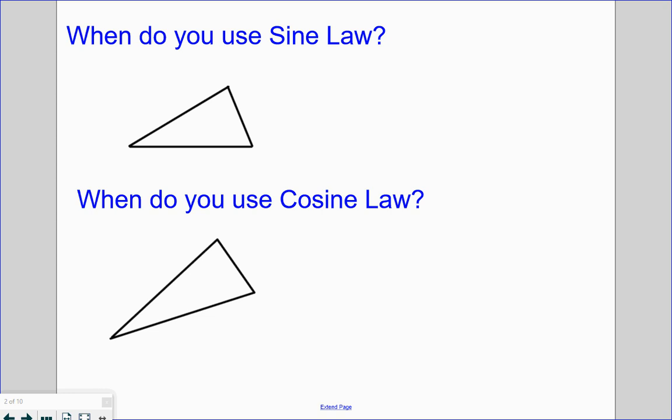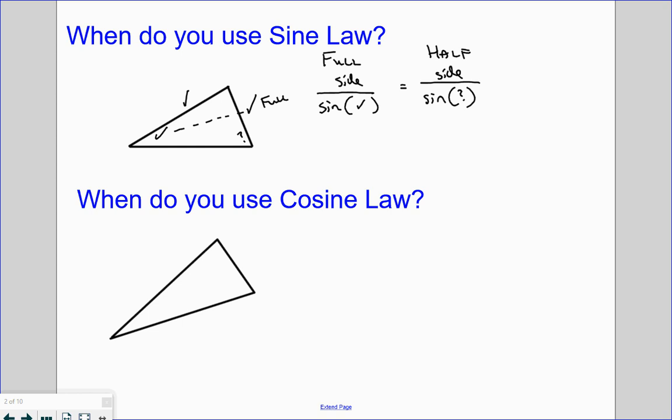So you should use sine law if you have a full match and a half match. What I mean by a full match is you have the side and the angle. That's the full. So remember, you go side, angle, and then for the half match, let's say you know the side, but you're looking for the angle. So for the half match, again, you would go side, and then this is the one that you're looking for. The way you do sine law is you cross multiply and divide, and you always cross multiply which does not have the letter on it.